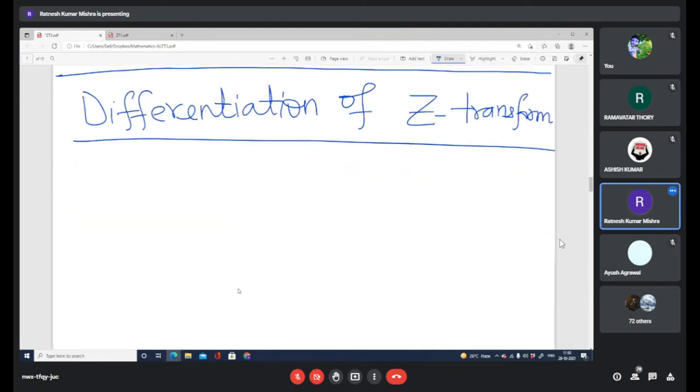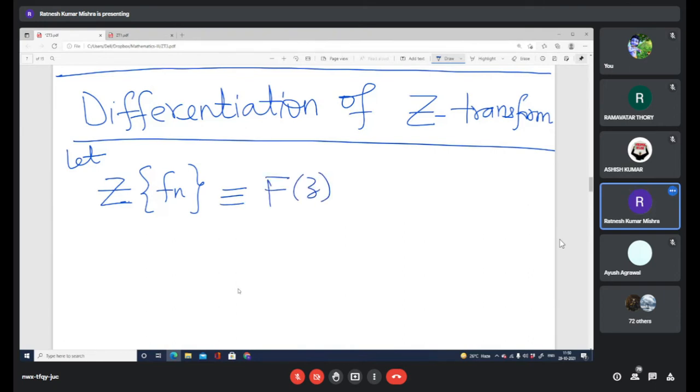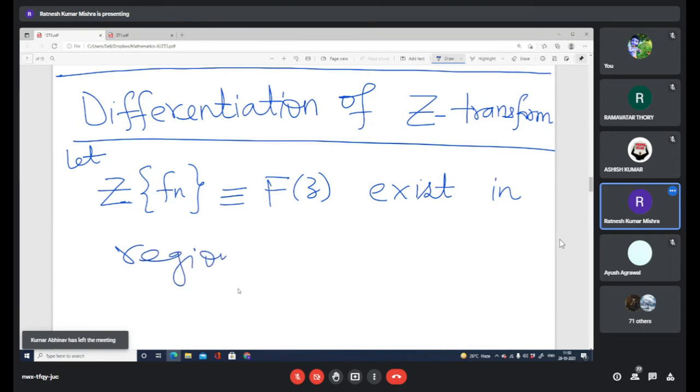We know that the Z transform of the sequence Fn, denoted by F(z), exists in the region |z| greater than 1 by r.